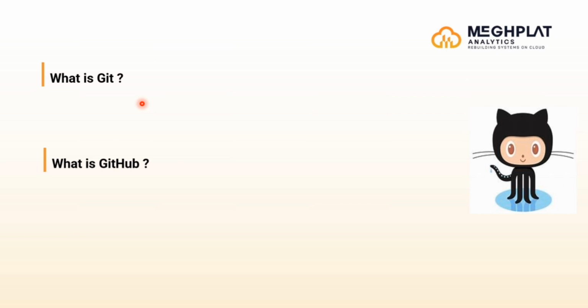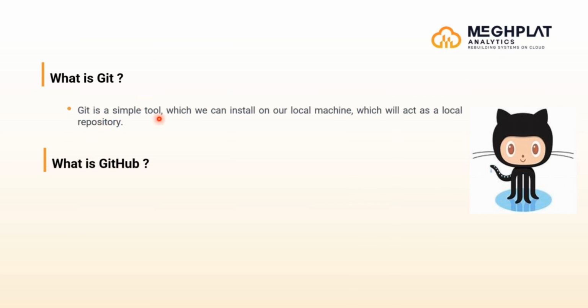So, what is Git? Git is a simple tool which we can install on our local machine, which will act as a local repository. We can say that Git is basically a local repository, so we can create local repositories. We can also create branches, merge the branches, and resolve the conflicts. Everything we do in our local machines.